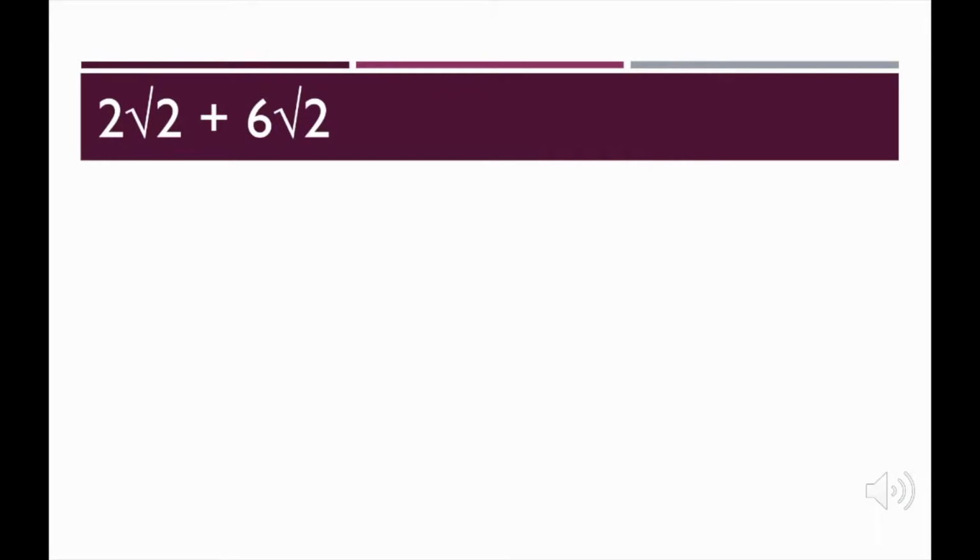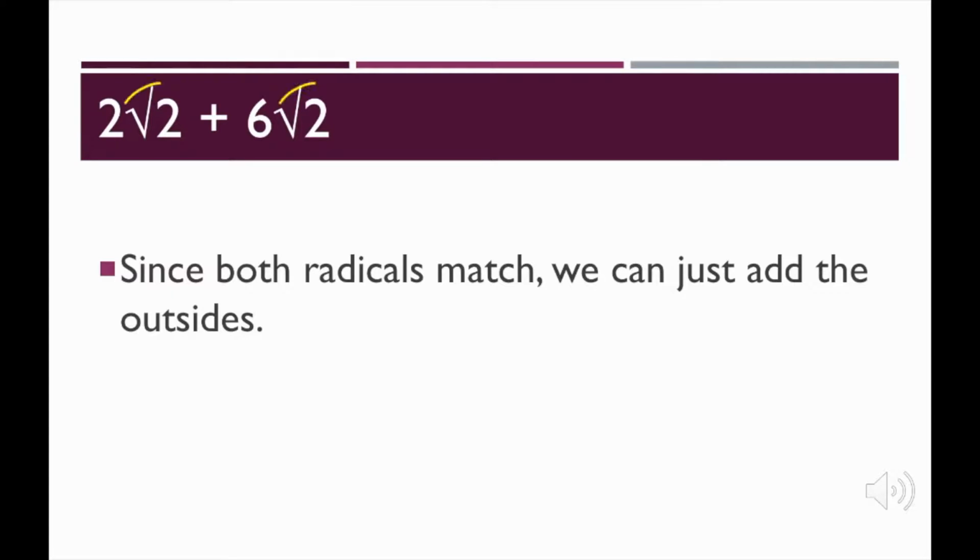For the first radical expression, 2 times the square root of 2 plus 6 times the square root of 2, we notice that the insides of the radicals are the same, as in both of them are the square root of 2. So since both radicals match, we can just add the outsides, and it becomes 8 times the square root of 2.